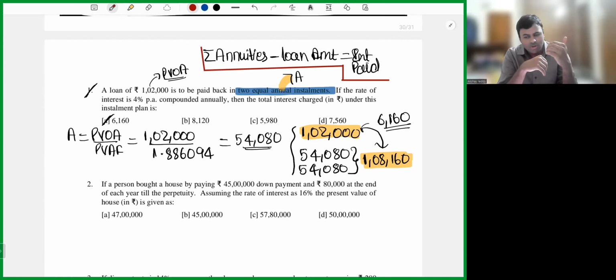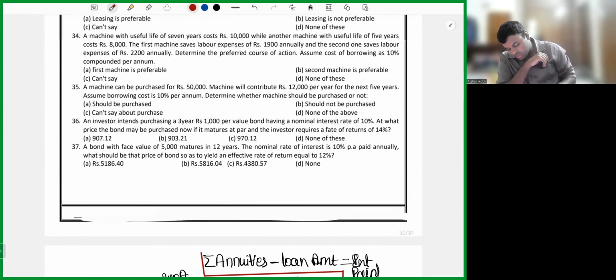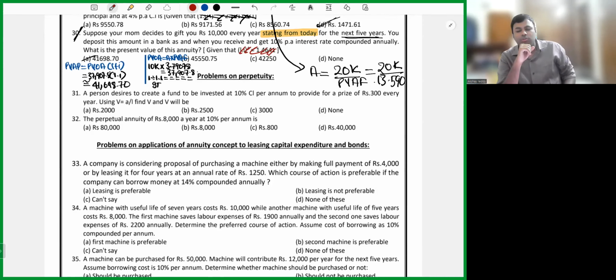Present value of an ordinary annuity divided by the present value annuity factor will give you A. How will you calculate the present value annuity factor? It is 1 divided by (1 plus i) to the power n, times the grand total. So these are all the things we have seen regarding annuity. That's all regarding annuity, my dear friends. We have completed the concept of annuity.